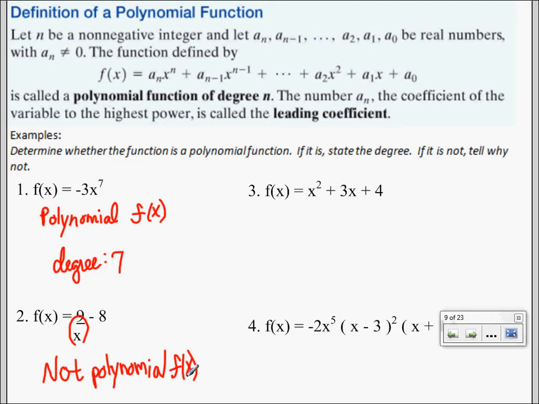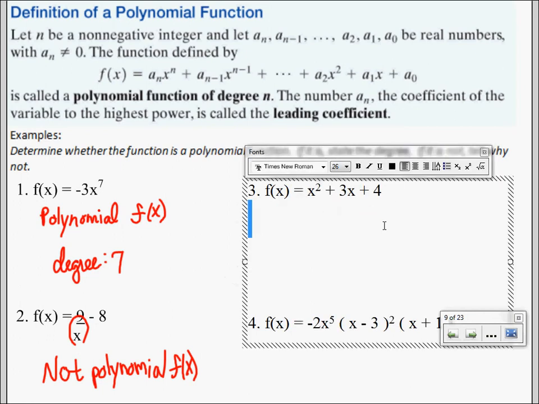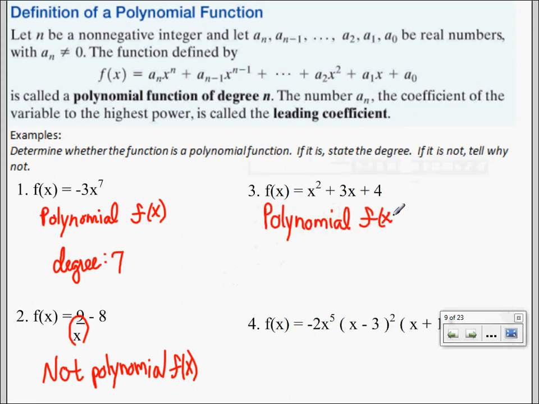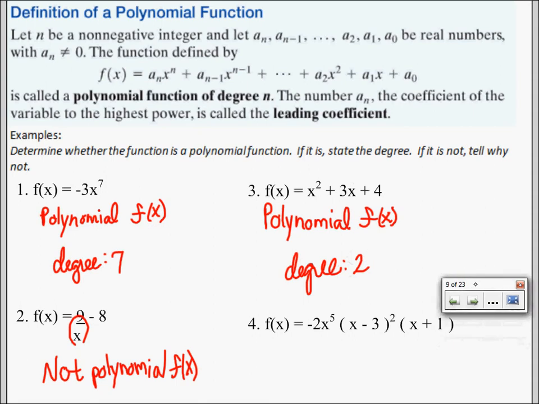Okay, number 3, f of x equals x squared plus 3x plus 4. This is actually what we were just discussing in the previous video, a quadratic function. So this is a polynomial function, and every quadratic has a degree of 2. It's the highest exponent, which is 2.